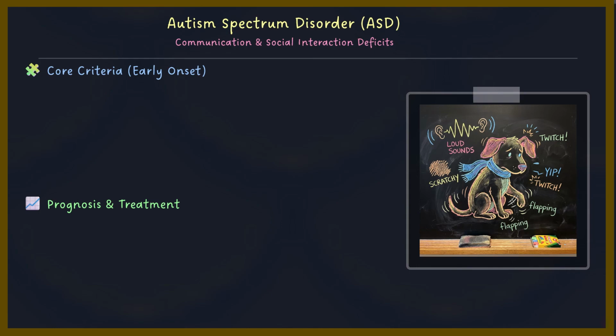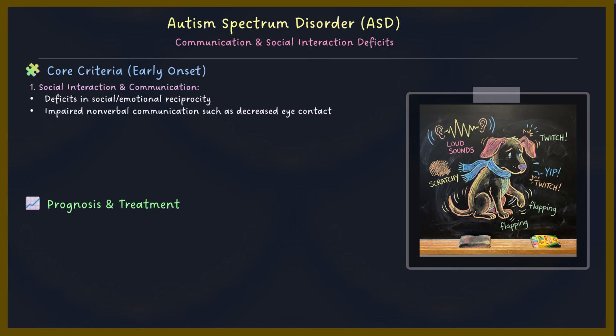One of the most commonly tested disorders is autism spectrum disorder. And you need to know this disorder so that you can distinguish it from other disorders that look very similar. So core criteria include social interaction and communication deficits. So they're going to have trouble reciprocating socially and emotionally. They also can have impaired nonverbal communication.